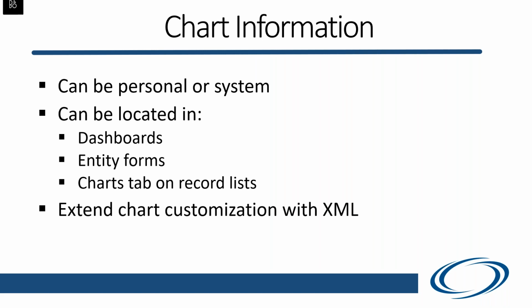The most common is going to be dashboards, where you can have multiple charts and lists, a whole dashboard to run your day or to access what you need. You can place them within entity forms. If you're in an account form, you could have charts or graphs showing you things about the opportunities or about the cases. We're also going to look at the charts tab on different record lists.